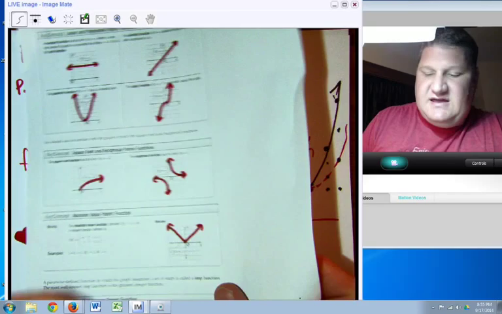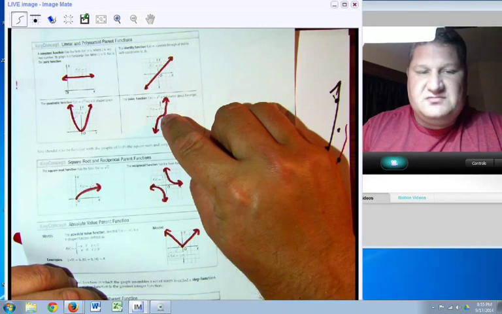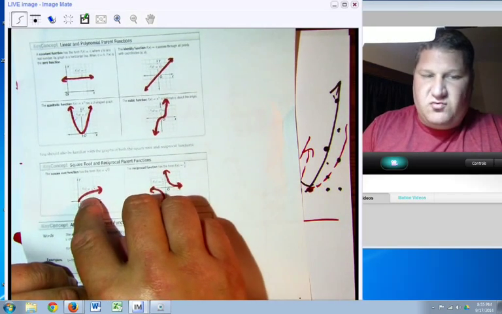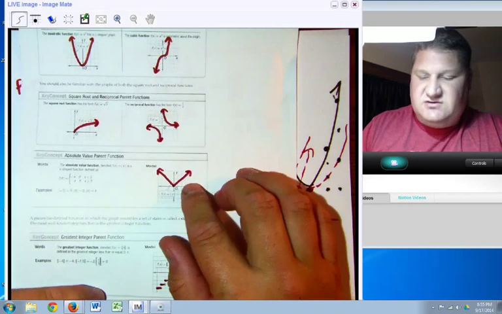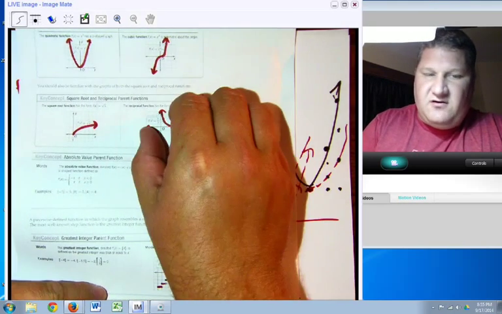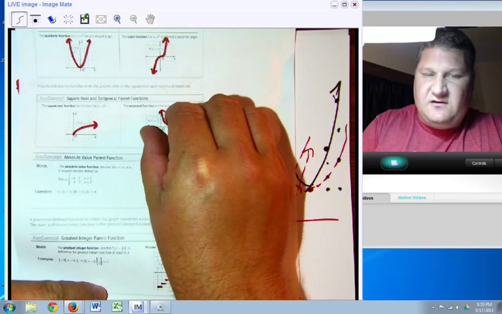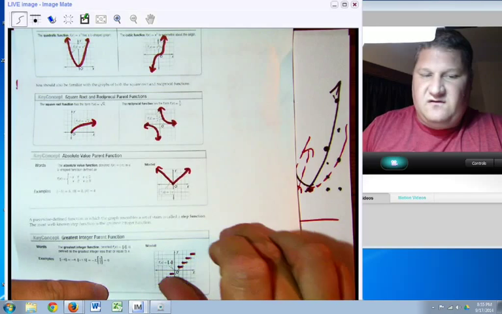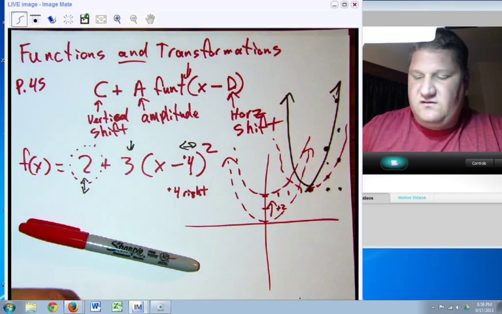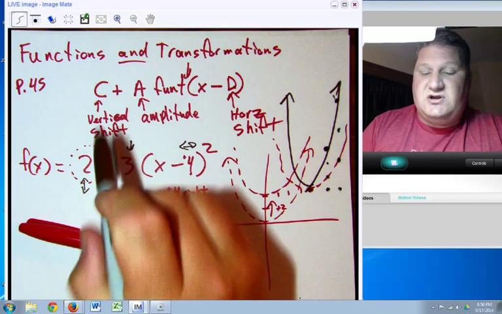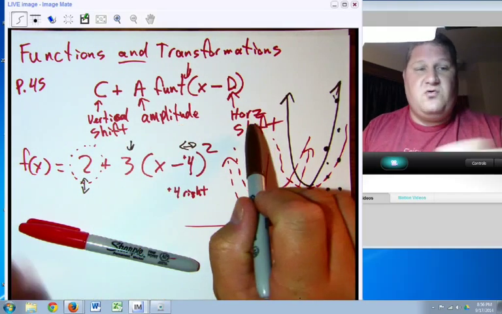That will be the case in cubes. That will be the case when you start talking about square roots. That'll be the case when you talk absolute value. This is a little weirder. It's a matter of how tight it is into 0. And this, of course, because it's linear, it's going to determine its slope, how fast it goes up. But that's the idea. So these transformations are going to use a vertical shift, an amplitude, and a horizontal shift.